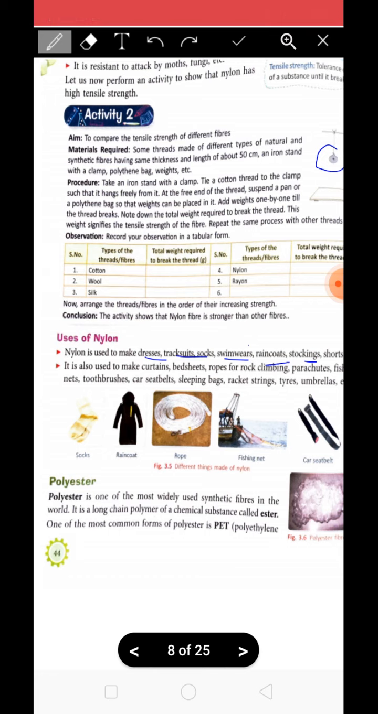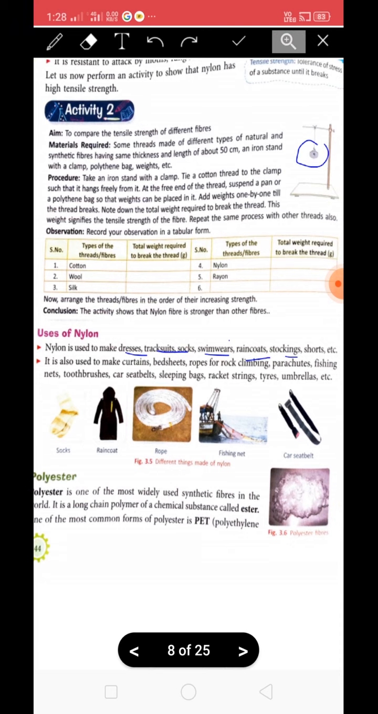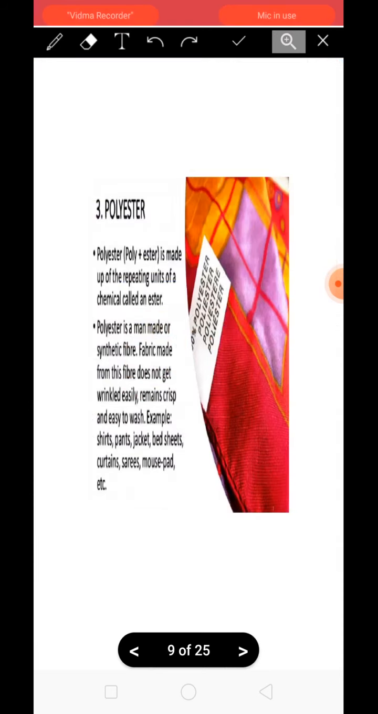Because it has the highest tensile strength, it is also used in parachutes, fishing nets, toothbrushes, car seat belts, sleeping bags, racket strings, tires, umbrellas, etc. Okay, now next is polyester. You can see we have certain polyester fibers over here. These are the polyester clothes, you can see.